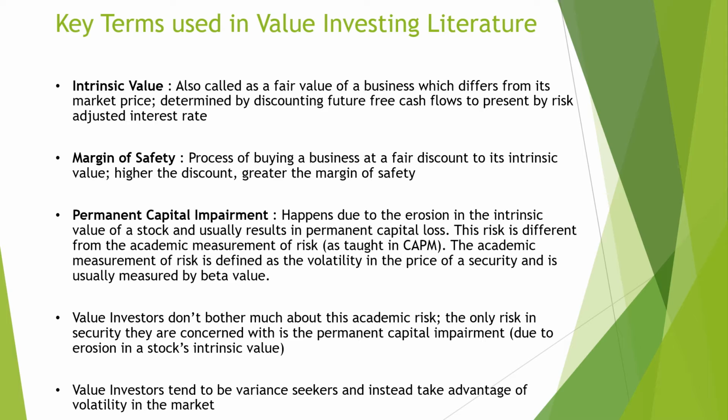And basically what academicians do is they calculate this risk by using the standard deviation and the beta value of that particular stock. Standard deviation is nothing but volatility in the price of a stock, and this is what is there in the Capital Asset Pricing Model, also called CAPM, that you can measure the risk of a particular stock by calculating its standard deviation and also by calculating its beta.